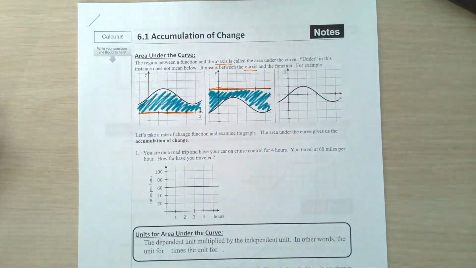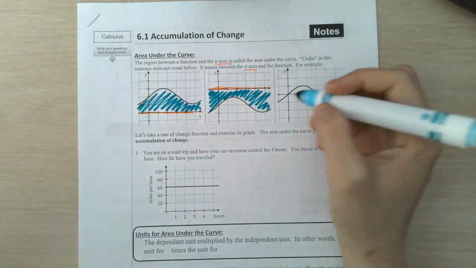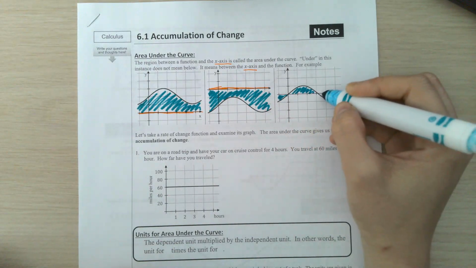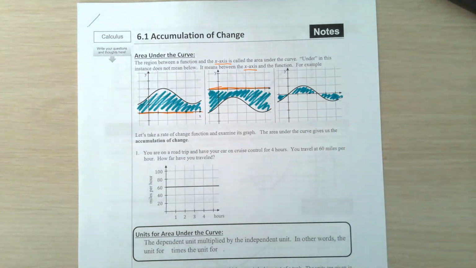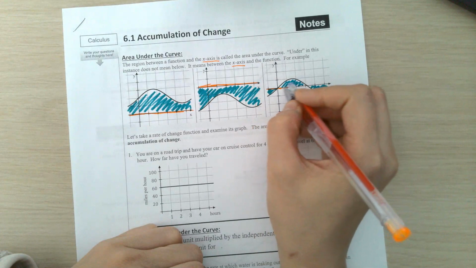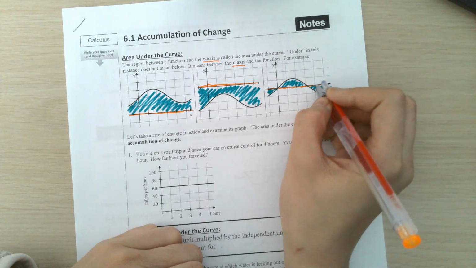And then the final one is even a little trickier. There are portions that are below and portions that are above the x-axis, so we're going to shade both of them. It's always the area between the x-axis and the graph of the function.